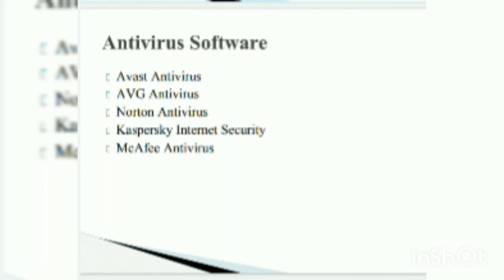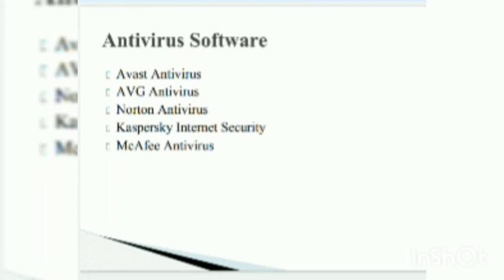So the commonly used antivirus software: first one is Avast antivirus, second one is AVG antivirus, third one is Norton antivirus, fourth one is Kaspersky Internet Security, and last one is McAfee antivirus. So what is the working of these antivirus? Basically these antivirus are used to protect your system from the virus and different types of attack from the computer network like the internet. So this is all about the revision of chapter 2.